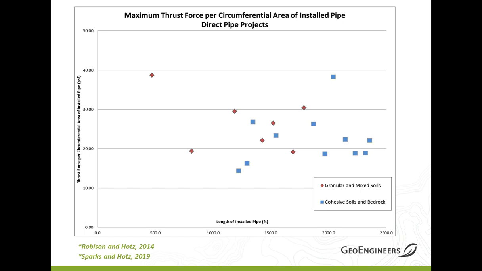The other thing we saw is that roughly 20 to 40 PSF would encompass most of the range of loads, with 40 being two outliers up there, and most of the crossings were around 30 PSF or less. Drew Sparks and Rob Hutz put a nice paper together in 2019 that included some of this information, and then went beyond that and included some additional good information as well.